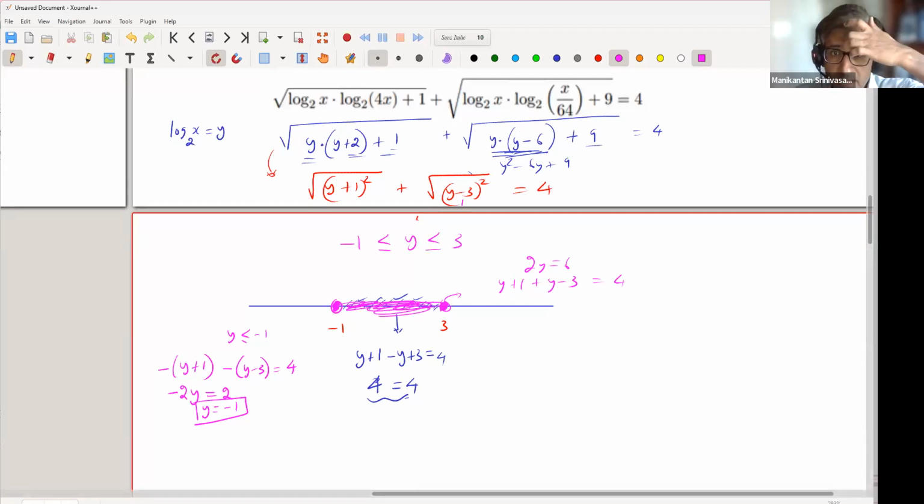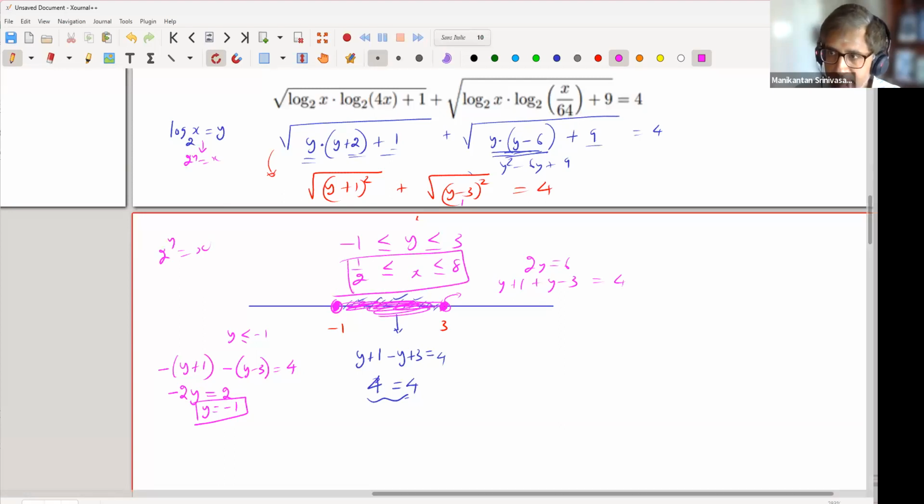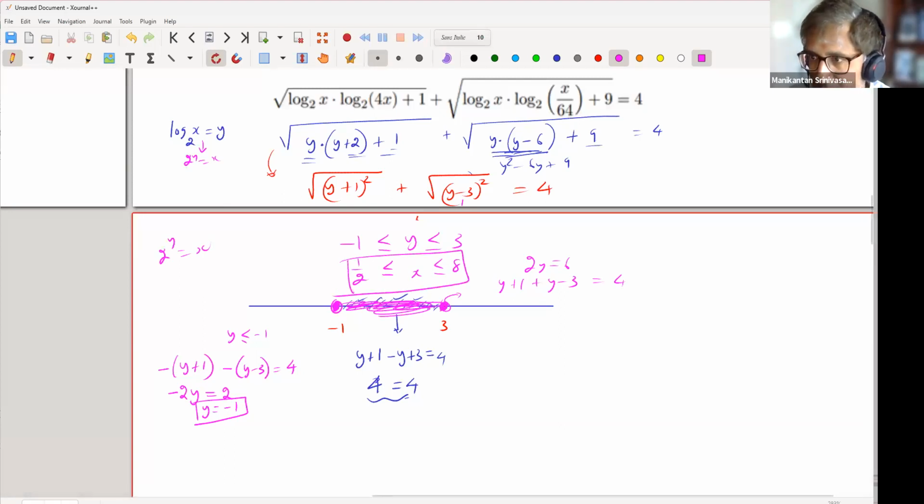We are interested in x, which is 2 power that, right? So 2 power y is x. So 2 power -1 all the way till 2 power 3, so half to 8, the entire range. Which is why in the answer key also I had given the square bracket half to 8.